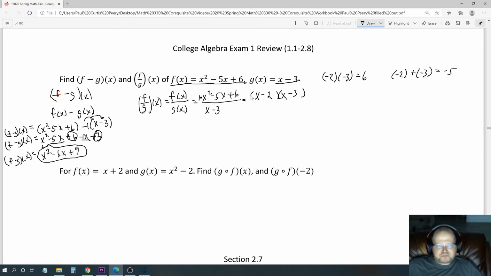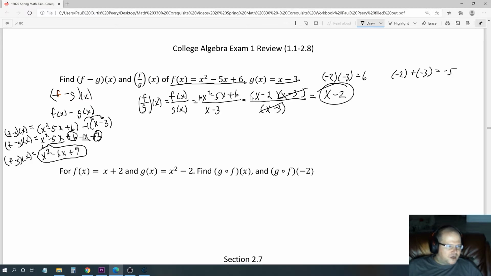Okay, now, so we factored it out. Now we rewrite everything in factored form, and we are going to see if anything cancels out. And in fact, the x minus 3 cancels out, and that leaves me with x minus 2. Okay? And there we go.